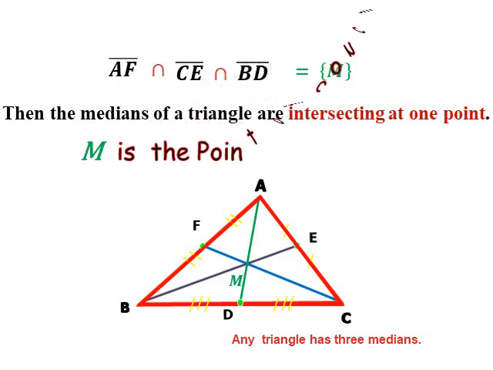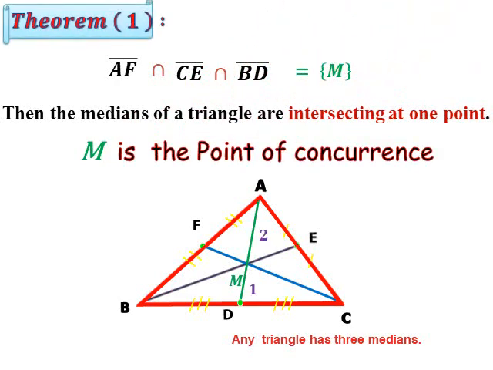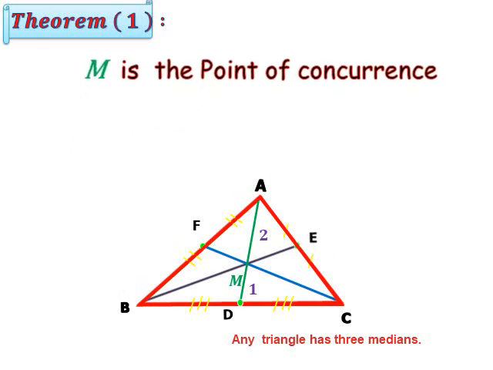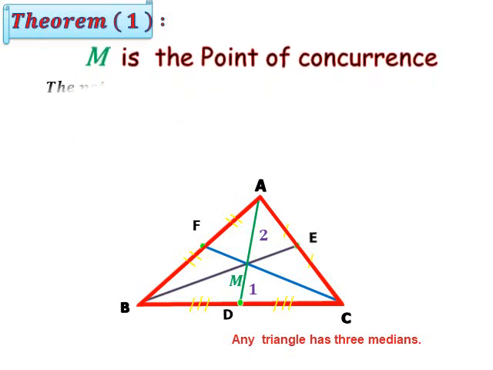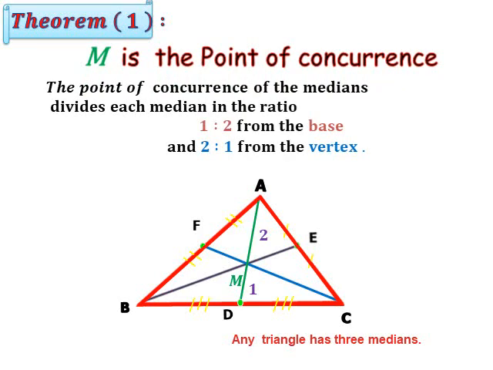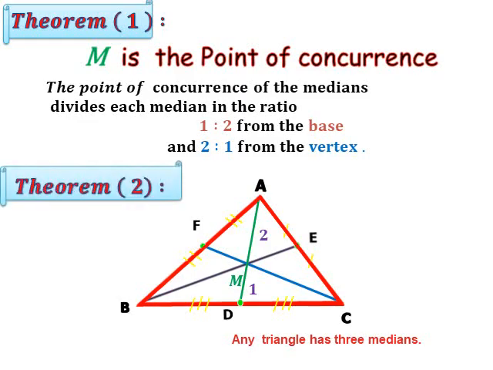Let's take a theorem about that. In this example, M is the point of concurrence of medians. The point of concurrence of medians divides the median into the ratio 1 to 2 from the base, and 2 to 1 from the vertex. As in the drawing here, from M to D it's 1, and from M to A it is 2. Wonderful.